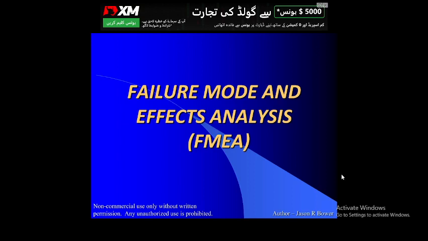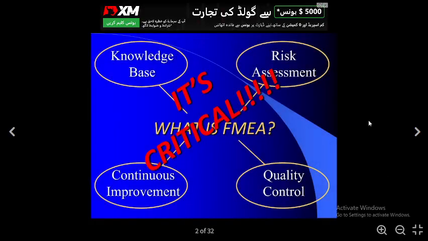So today our topic is failure mode and effect analysis, which is called FMEA. As far as this topic is concerned, it is a very important reliability tool. It is critical in a way. Why is FMEA critical? Because it depends upon four functions. The first function is that it is knowledge based. The second is that it is helpful in risk assessment. Again, this tool is helpful in the continuous improvement of your process, and it is very helpful as a quality control tool. So this is very important.